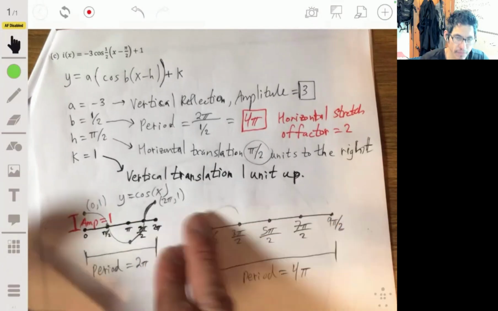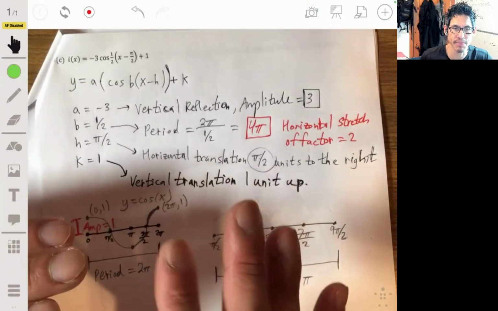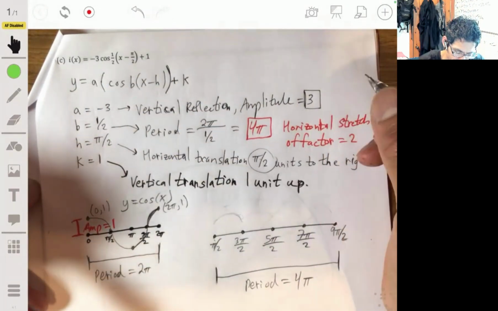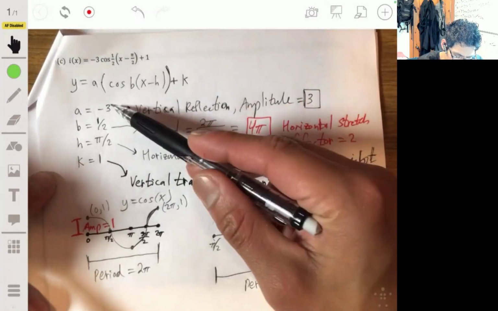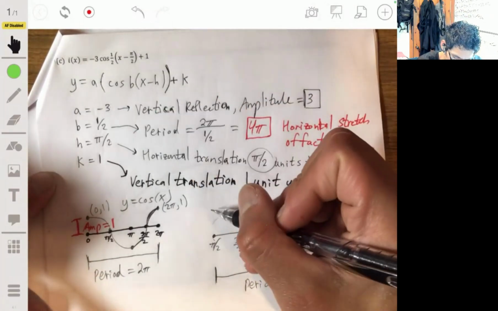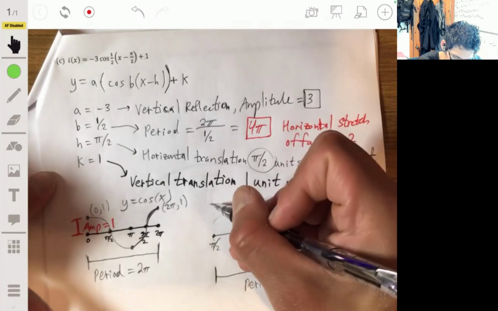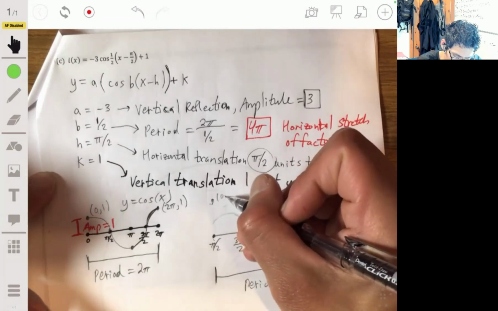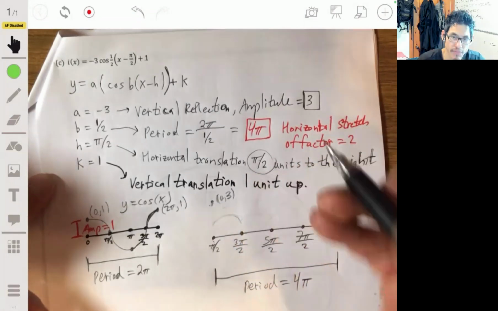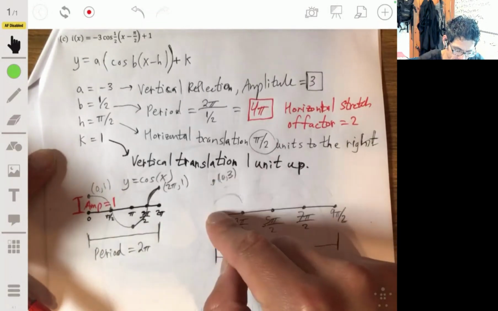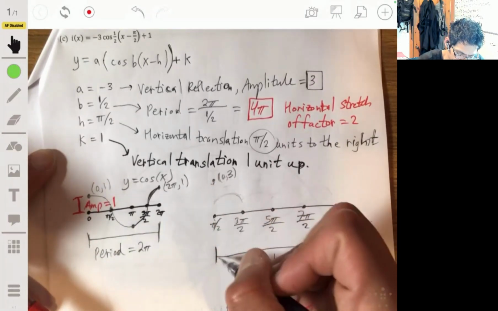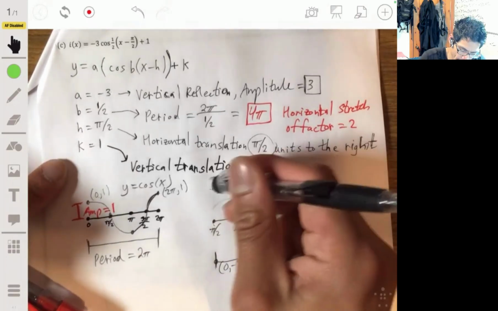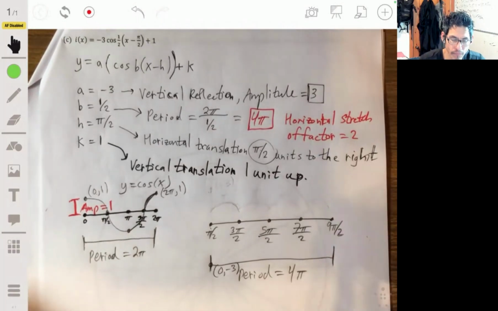So the cosine graph will still have its same general shape, but with these transformations applied. So we have a being -3. What that means is that instead of it being at 0, 1, if it was +3, it would go to 0, 3, right? But since it's not +3, it's -3, we just put it down here at 0, -3. This is the first one.